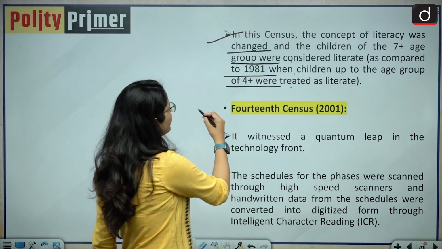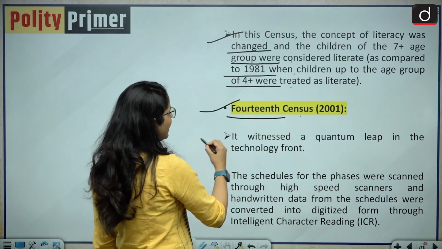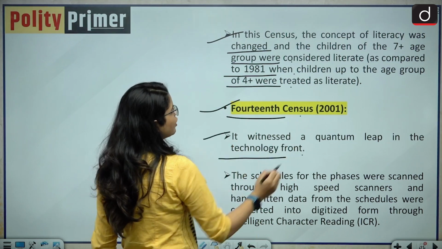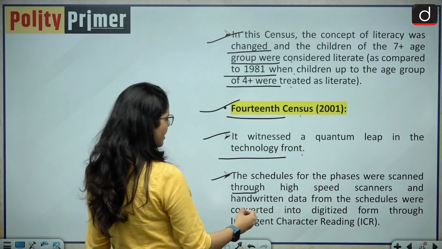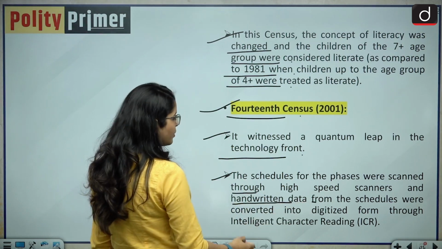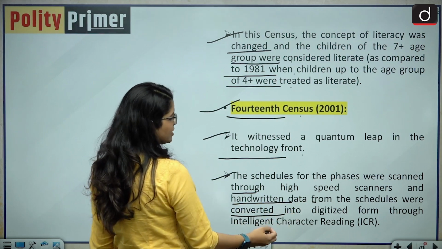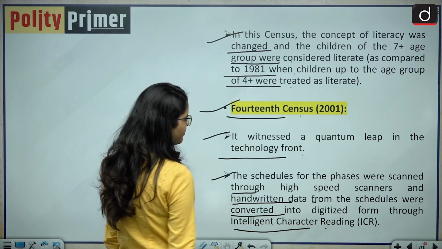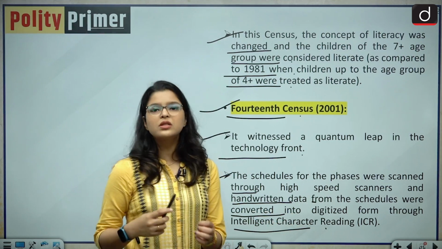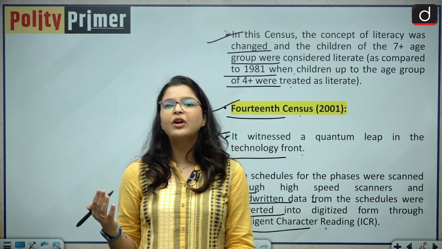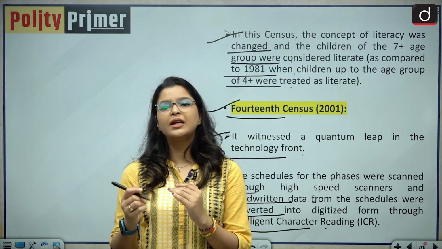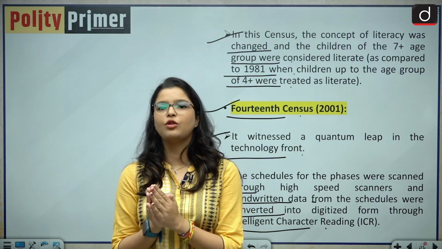Then came the 14th census of 2001. It witnessed a quantum leap on the technology front. The schedules for the phases were scanned through high-speed scanners, and handwritten data from the schedules were converted into digitized form through intelligent character reading. So this was a census which promoted technological advancement, and the data was collected through the use of modern technologies.